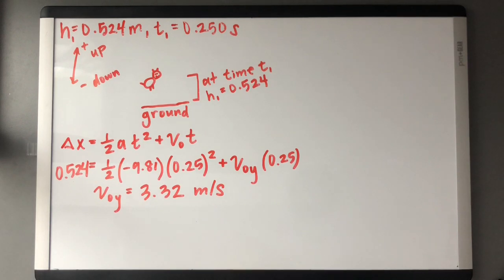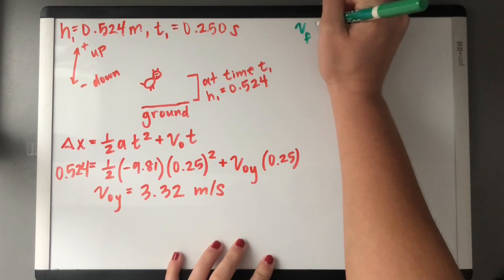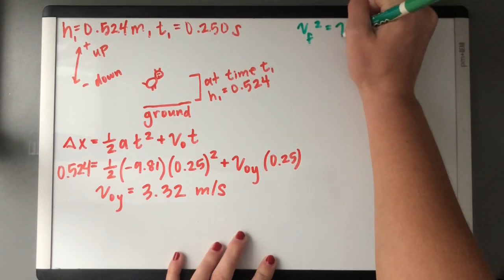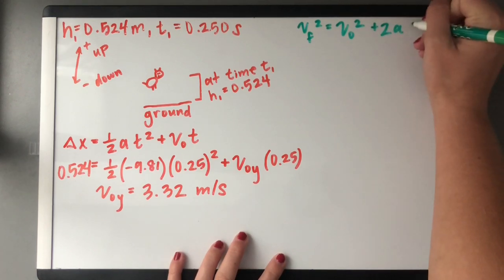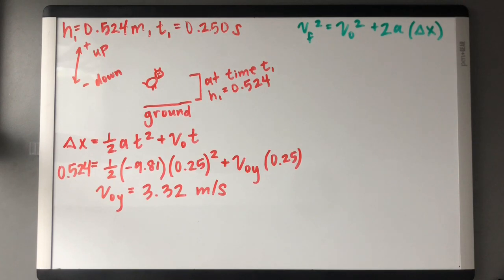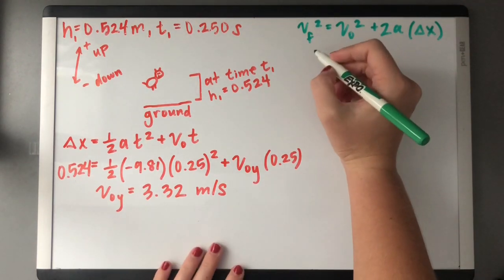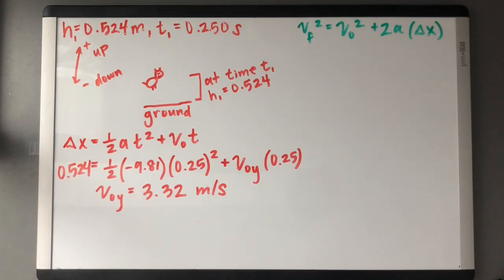So in order to solve this, I'm going to use this second equation that is one of the ones for an object under constant acceleration. The one I'm going to use in this case is velocity final squared equals velocity initial squared plus 2 times the acceleration times the change in distance. So we're going to do the same thing we did over here where we took the general equation and plugged in variables or constants that we knew applied to the situation.